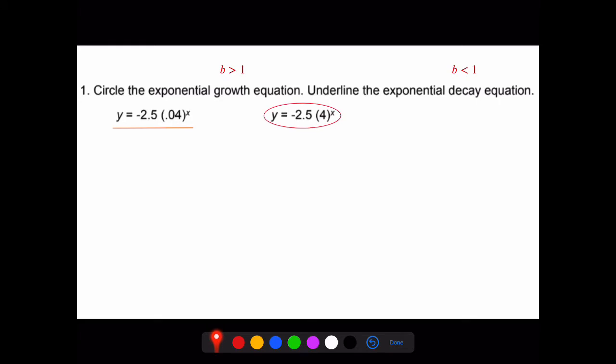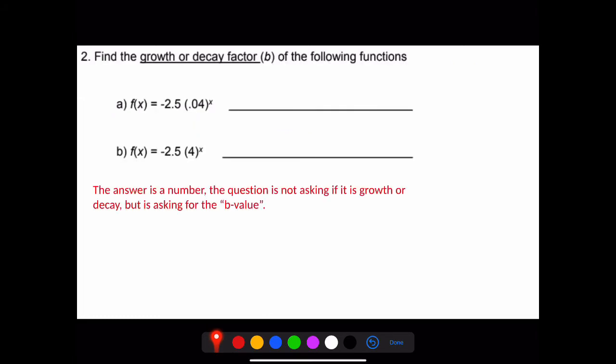Pretty straightforward. Moving on. Number 2, find the growth or decay factor, or the b value, of the following functions. So again, we're just looking for our b value here. We don't need to do any math for this one because it's already set up in the form where we have b. So we are just looking for the b value. This is not asking for growth or decay. I don't care whether it's growth or decay for this. I just want the b value.